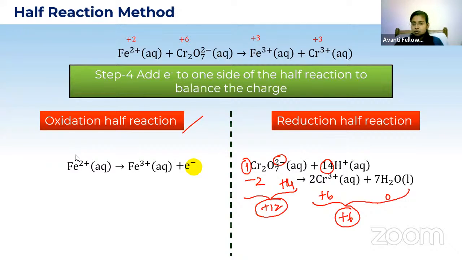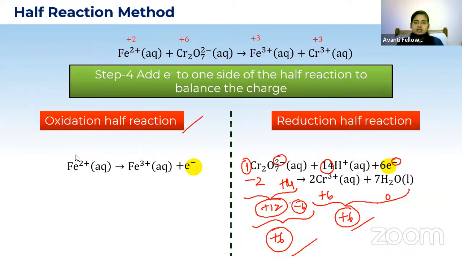So what do I have to do? I have to add 6 electrons in the reactant side. So I will get 6 into minus 1, right? So it is -6 in the reactant side. So +12 minus 6 is equal to +6. So now the charges are also balanced on both sides.